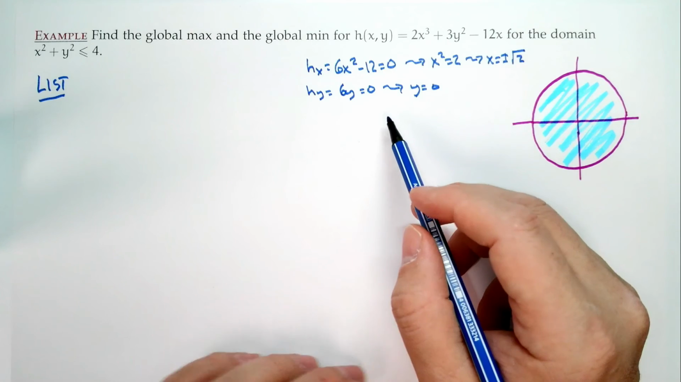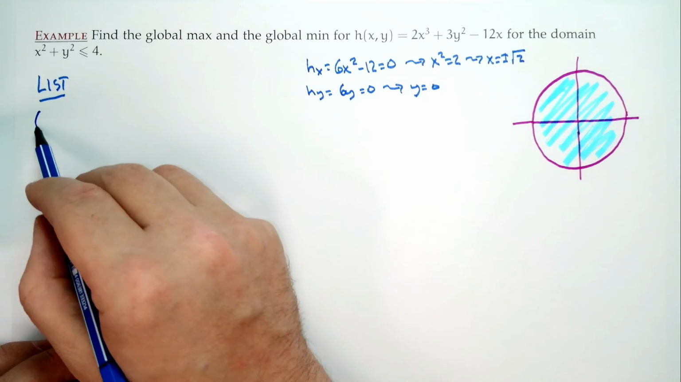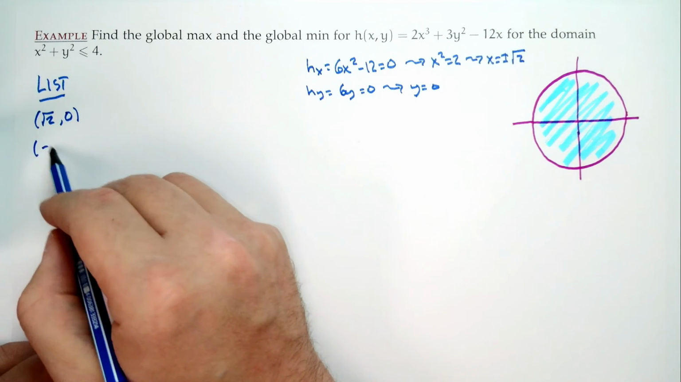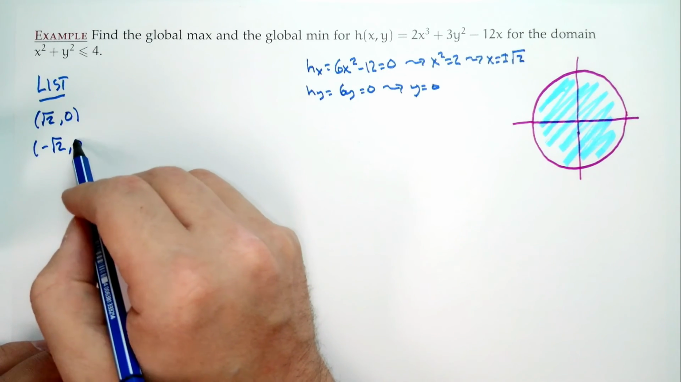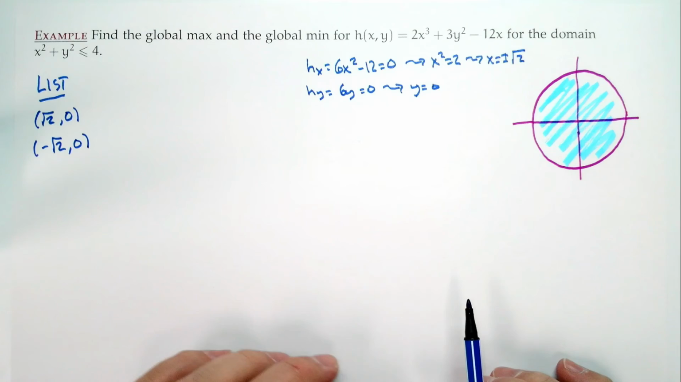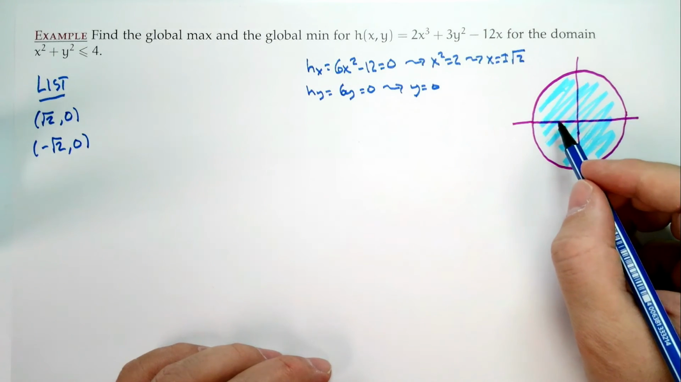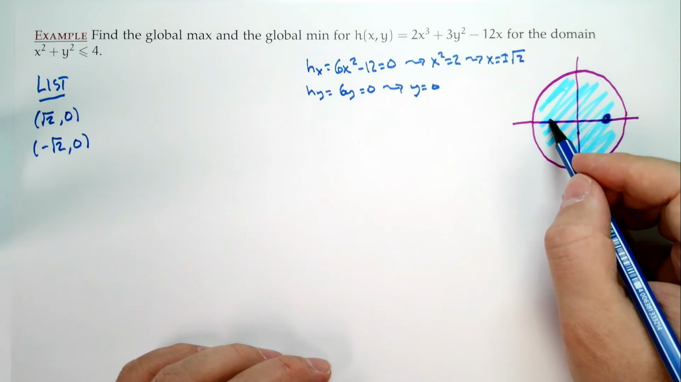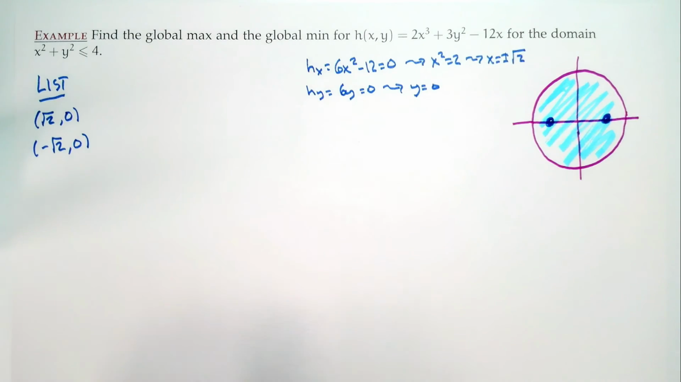So we end up with a couple of points now. Namely, positive the square root of 2, comma 0, and negative the square root of 2, comma 0. So if we're plotting those, square root of 2 is about 1.4. So we have a point here, and we have a point there. All right, so there are the points on the interior. What about the boundary?